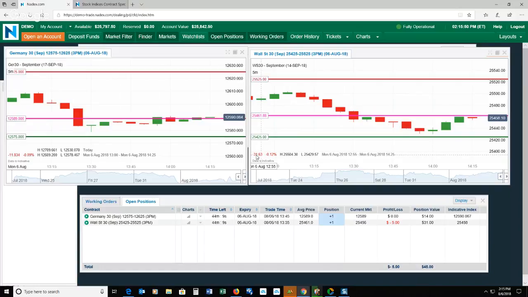And very simply, that just means that for every full point that it moves on the Wall Street 30 or the Germany 30, it is $1 of reward or $1 of risk, because it's the difference between, for example, this is the entry price on the Germany 30. So the difference between 589 and 575, I think it was right at 14 on entry.